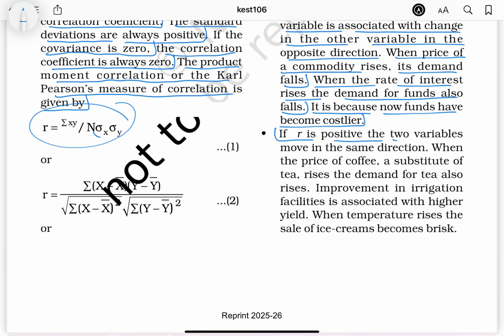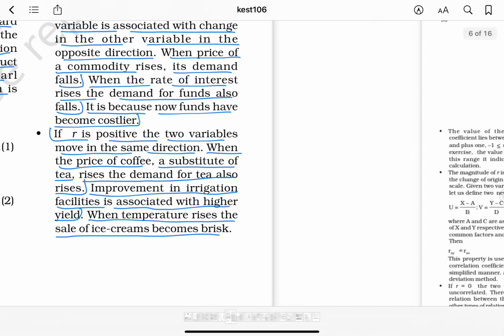If R is positive, the two variables move in the same direction. When the price of coffee, a substitute of tea, rises, the demand for tea also rises. Improvement in irrigation facilities is associated with higher yield. When temperature rises, the sale of ice cream rises.